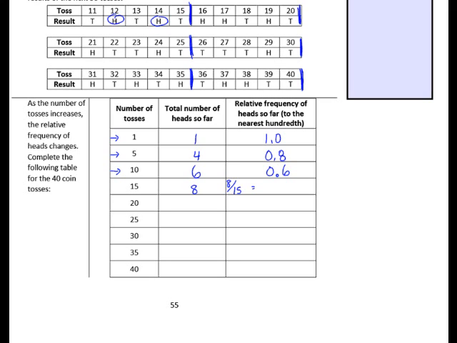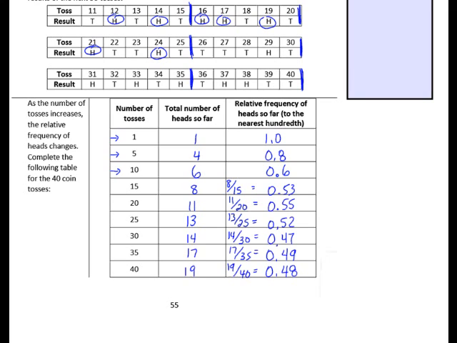Continuing, we have 8 so far. 9, 10, 11. Now we have 11 heads. 11 heads divided by 20 tosses will give you your relative frequency. Next, we have 11, keep counting, 12, 13. Now we have 13 heads. 13 heads out of 25 tosses, and that will give you your relative frequency. I'd like you to pause the video and complete the rest of the table, including the division to find the relative frequency. Resume the video when you're ready to check your work.